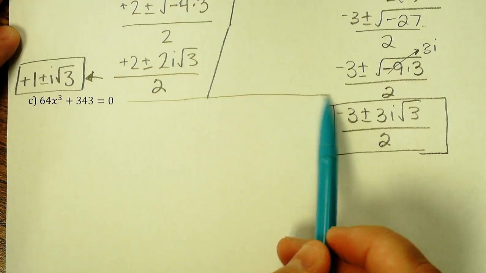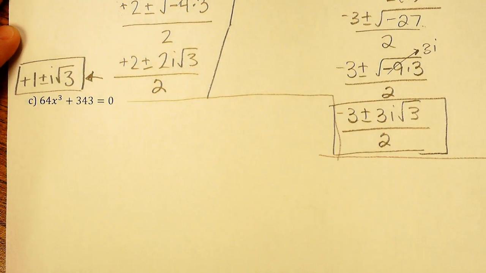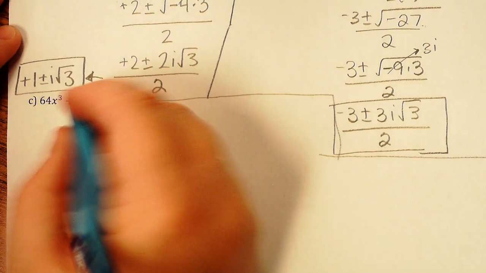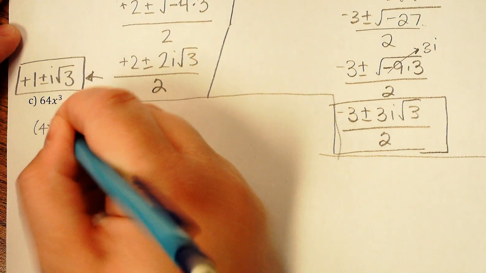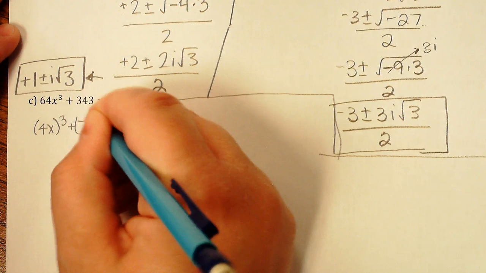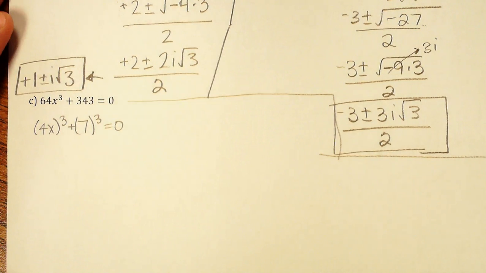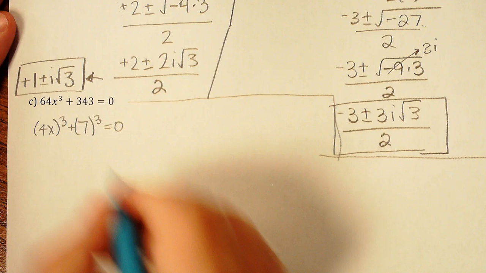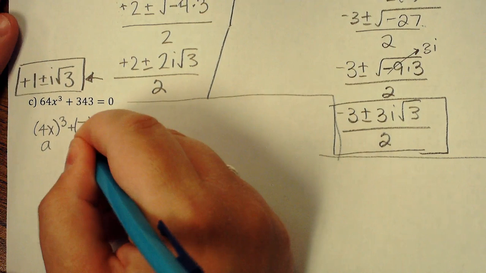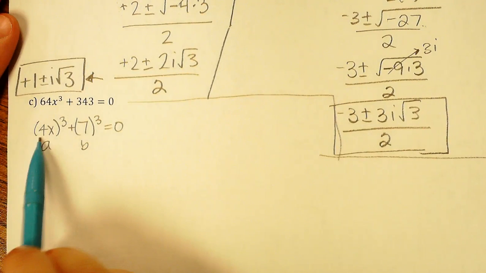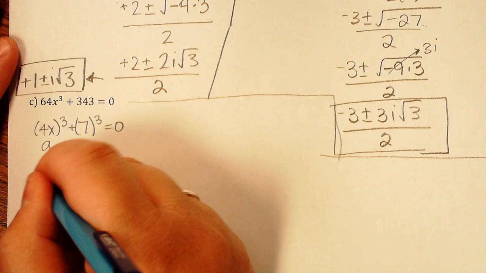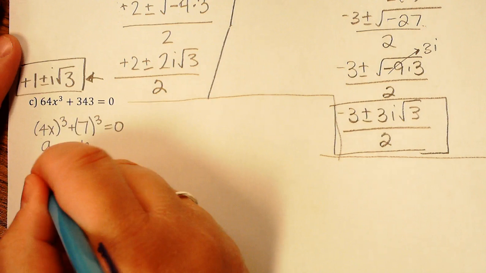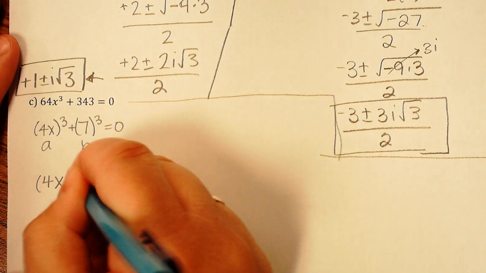This one is one we factored something similar to on the front. This is 4x cubed plus 7 cubed. Okay, so let's go ahead and solve this equation. Your a is going to be 4, your b is going to be 7. This is the tricky case where it's a little bit harder to factor. So this is a sum, so I'm going to have 4x plus 7.